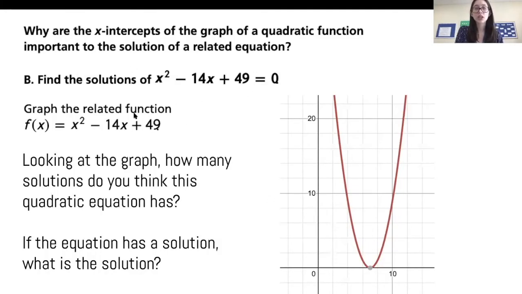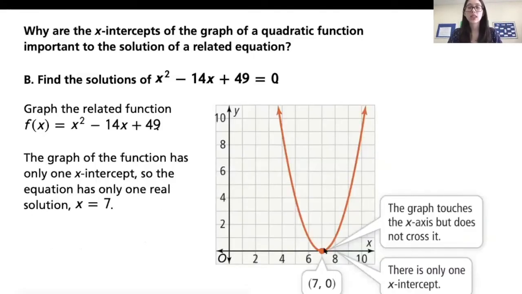If we want to find the solutions to this quadratic equation, what we're going to do again is just put this into our calculator and graph it. From here, looking at the graph, how many solutions do you think this quadratic equation has? If the equation has a solution, what is the solution? We remember that the solution to any quadratic equation is just where that graph crosses or touches the x-axis, because that will be our x-intercepts. Here we can see that our graph only crosses or touches the x-axis at one point, so we're only going to have one solution. That one solution is the x value of this point, so that's just going to be x equals 7.